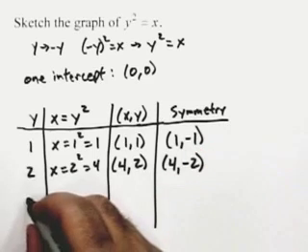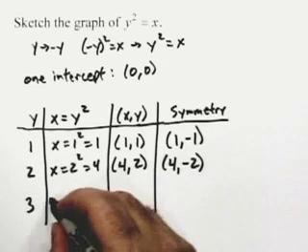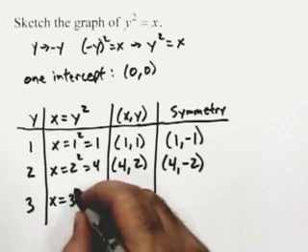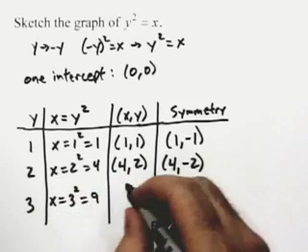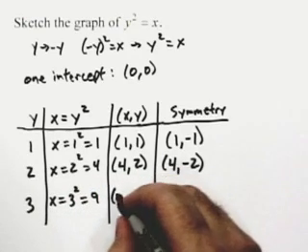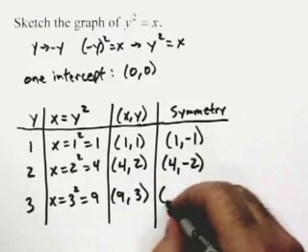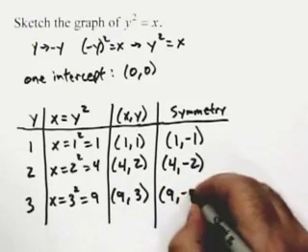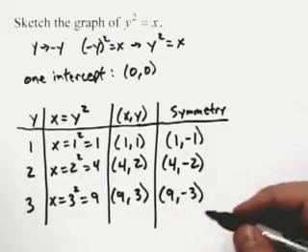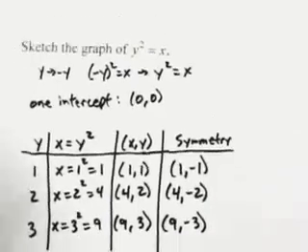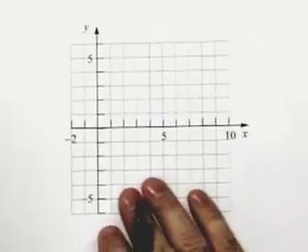Do one more value for y. Let y equal 3. x is equal to 3 squared, which is 9. Again, watching the order, we'll get our ordered pair as 9 comma 3. Using symmetry, we get an additional point, 9 comma negative 3. So our next step is to plot those points that we found, including our intercept.